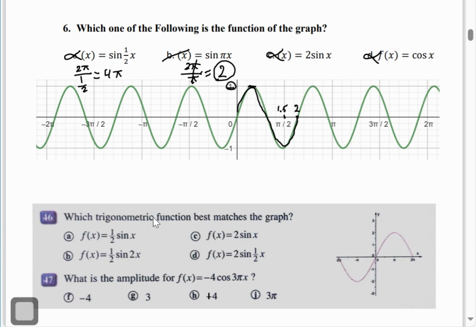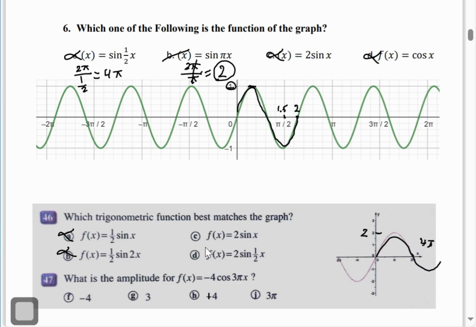For this example, as you see, it asks which trigonometric function best matches the graph. First, we are going to look at the amplitude. The amplitude here is 2. So branch A and B are 1 over 2, so they are not true. Branch C and D both have 2, but we have to find the period. As you see, we have a half period here. We are going to look at the period for the second step. The half period is 2 pi. So 1 period is 4 pi.